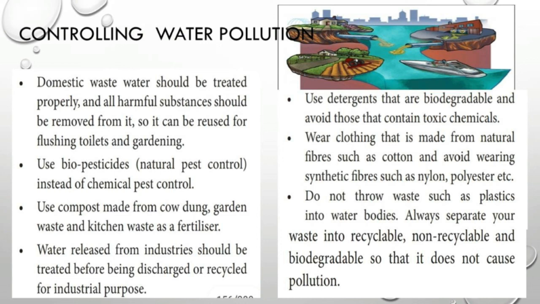Always separate your waste into recyclable, non-recyclable and biodegradable so that it does not cause pollution. Domestic waste water should be treated properly and all harmful substances should be removed from it so it can be reused for flushing toilets and gardening. Use biopesticides, that is natural pest control, instead of chemical pest control. Use compost made from cow dung, garden waste and kitchen waste as a fertilizer. Water released from industries should be treated before being discharged or recycled for industrial purpose.